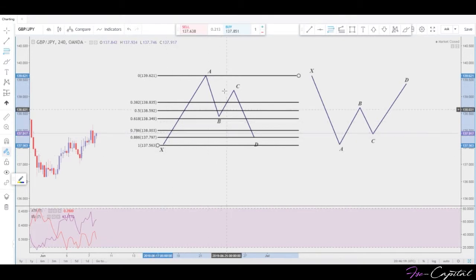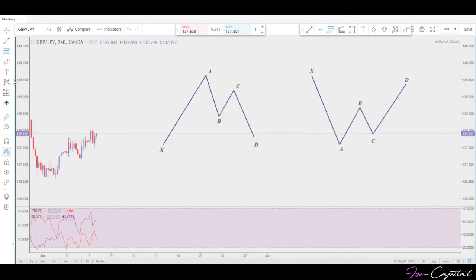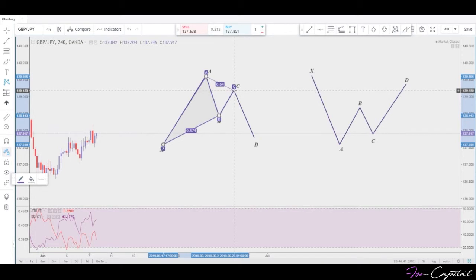Okay, so the completion of the bat pattern is the 88.6. Now if I draw that in, let's get my bat pattern tool. So you've got X to A, A to B, B to C, and the CD completion at 88.6.